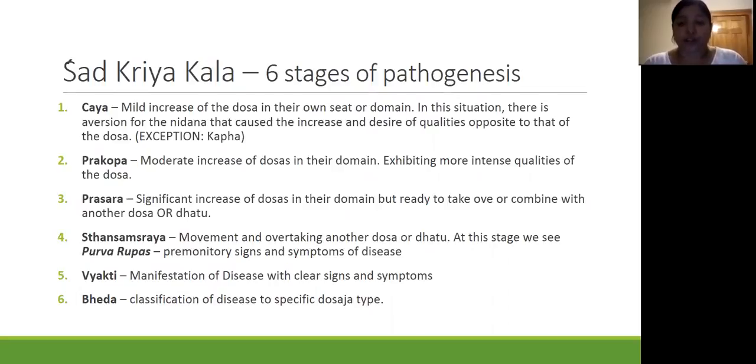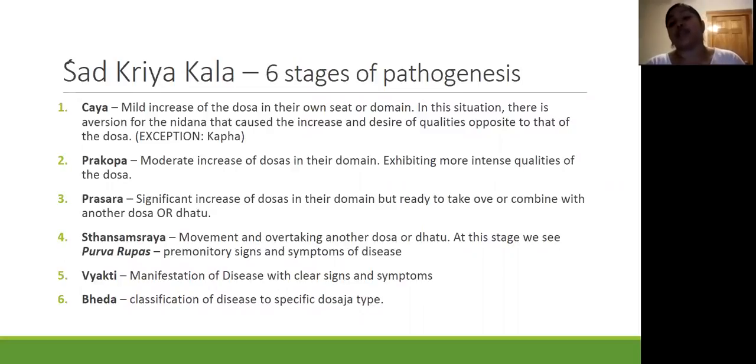Remember when we talked earlier that the doshas are located in specific dhatus where they carry out their function. So for instance, kapha is seated in rasa dhatu, pitta is seated in rakta dhatu, kapha again is seated in mamsa and meda dhatu, vata is seated in asti dhatu, and kapha again is seated in majja and shukra dhatu.